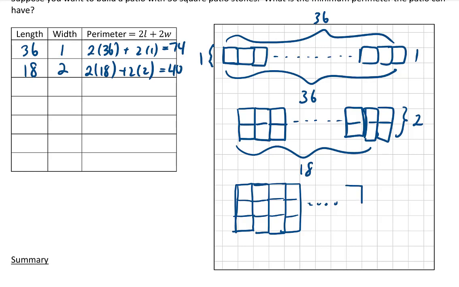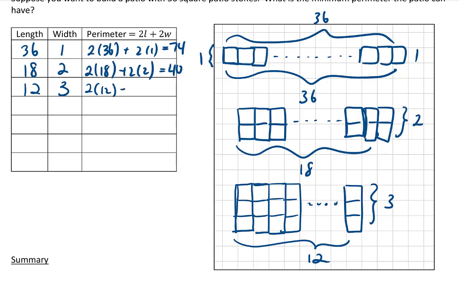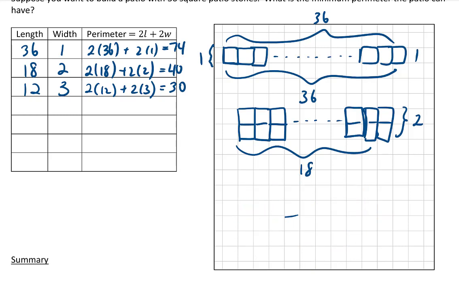I'm not going to draw them all out. But again, we would need 12 rows of 3. So we have 12 and 3. So we do 2 times 12 plus 2 times 3 to get our perimeter, the distance around. And in that case, we end up with 30. So you can see our perimeter gets smaller as we get closer and closer to the shape of a square.